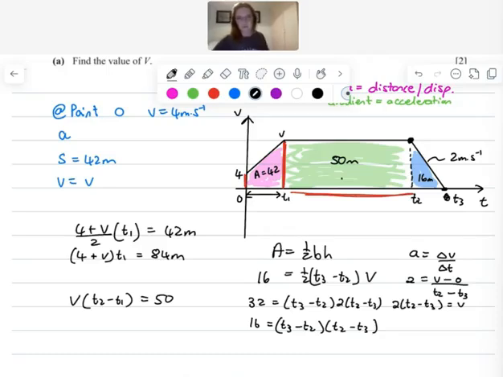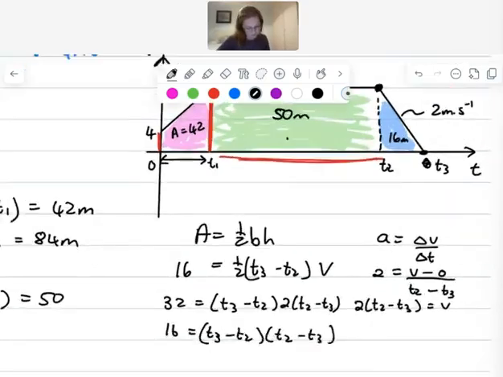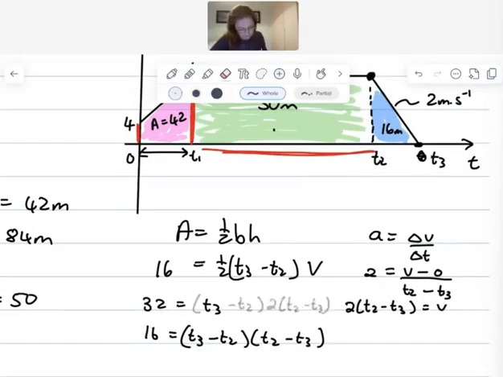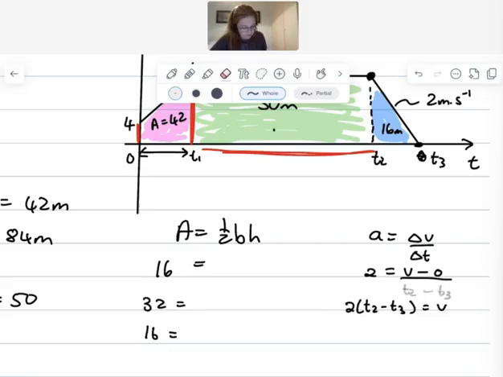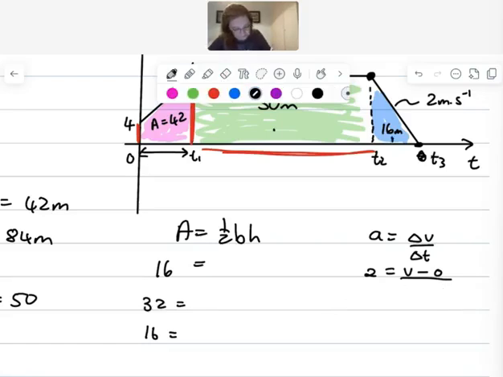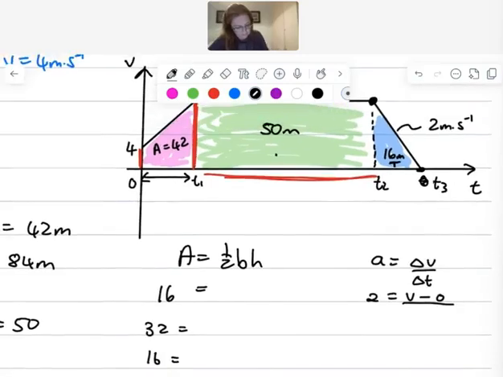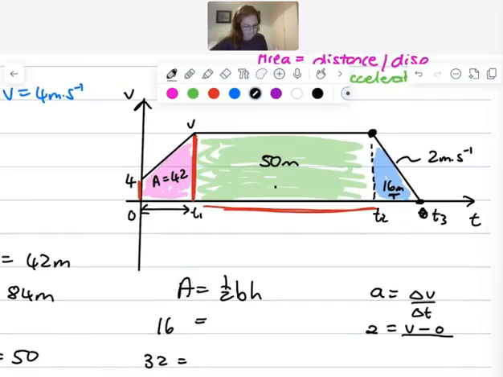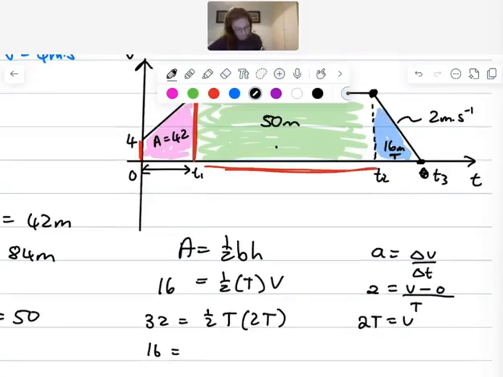I'm actually going to rather do this a little bit differently here. I think this is going to be easier. Instead of saying T3 minus T2, I'm just going to label this over here as, let's say that's T. Okay, so here we've got a half times my base times my height is V. Now I'm going to replace my V with T times 2T. This is going to be much easier.